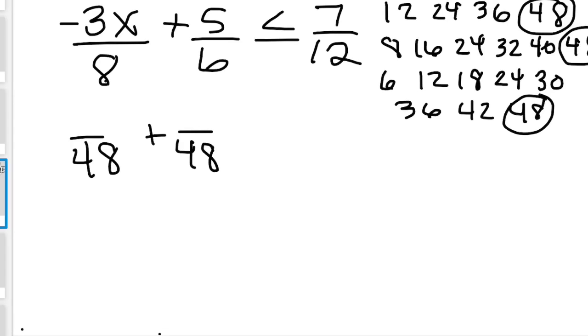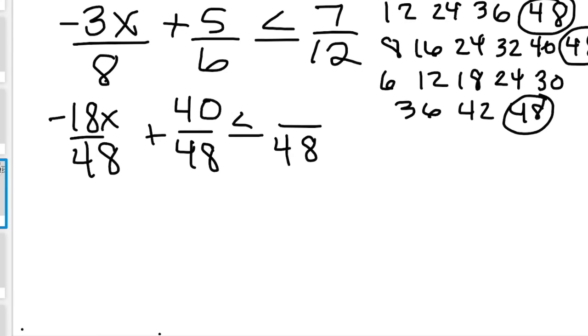So here, what do I multiply 8 by to get 48? 8 times 6. So we're going to multiply the numerator by 6 as well. So we have negative 3 times 6, which is negative 18x. And then 6 times 8 gives me 48. So I'm going to multiply 5 times 8 to get 40. And then 12 times 4 gives me 48. So 7 times 4 gives me 28.